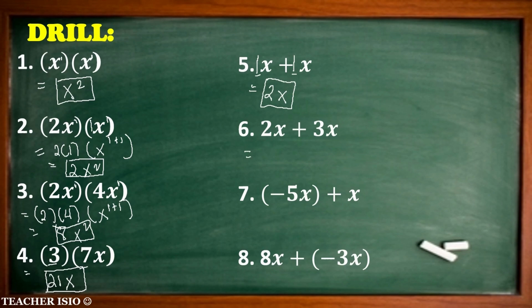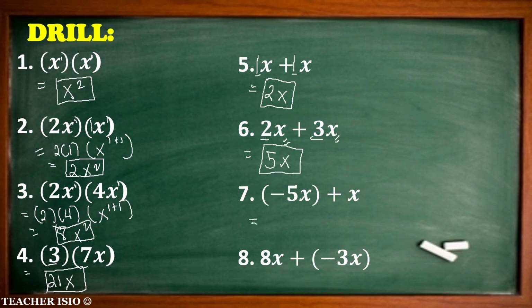Next, let's have number 6. We have 2x plus 3x. So just add the numerical coefficient, which are 2 and 3. So we have 2 plus 3, we have 5, and then copy the variable, which is x. So the answer is 5x.